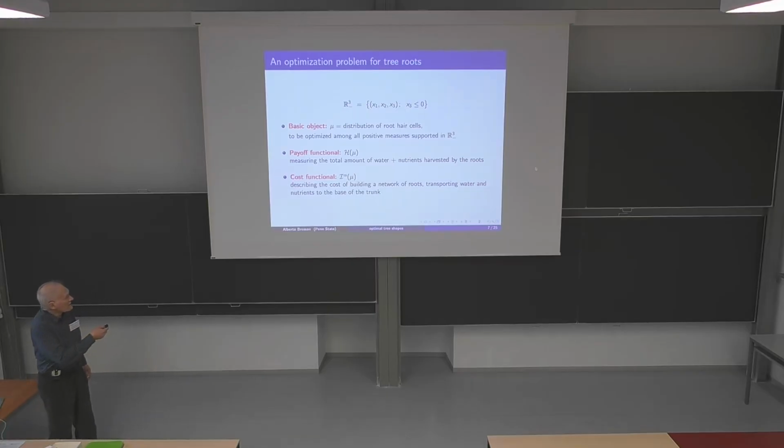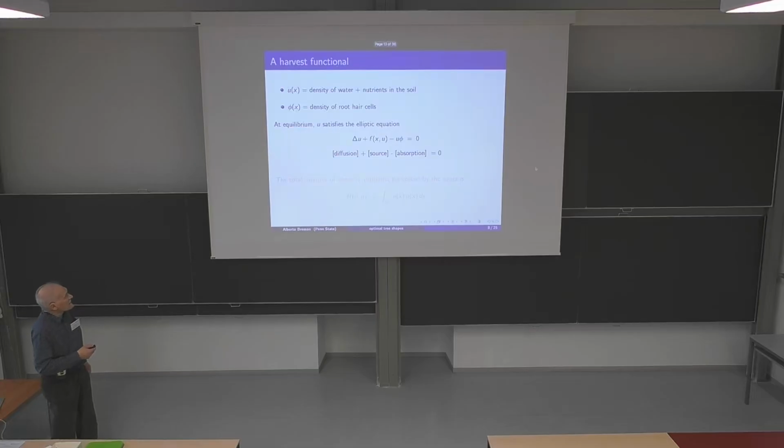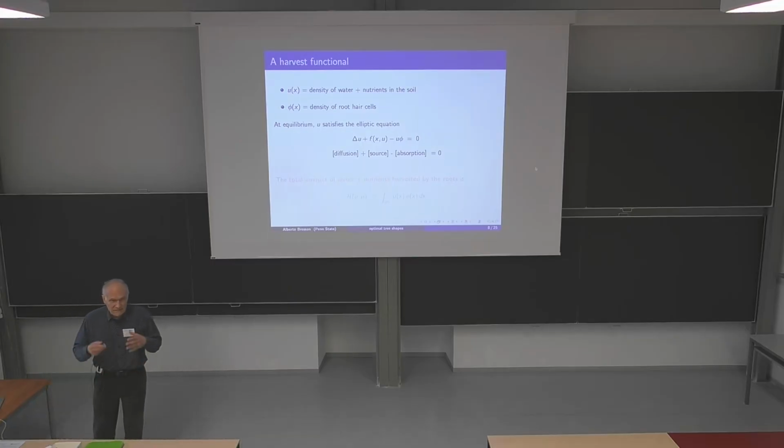So how do we define this payoff functional? Well, let's say u of x is the density of water and nutrients in the soil, just one single function. We are simplifying as much as possible, of course. Phi of x, again, is the density of root hair cells, okay, so the density of this measure.